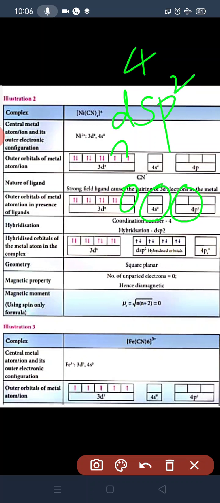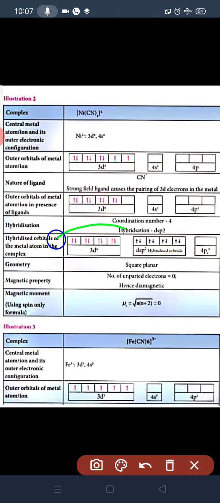Coordination number is 4. Coordination number 4, hybridization dsp2 means what is the geometry? Square planar. If it is sp3 means it is tetrahedral. Okay, that is what we saw for the first illustration. And next is you have to fill the electrons here, and you have identified it as square planar. If you check, there are no unpaired electrons.